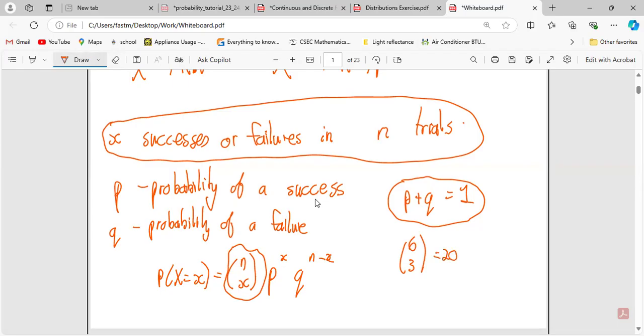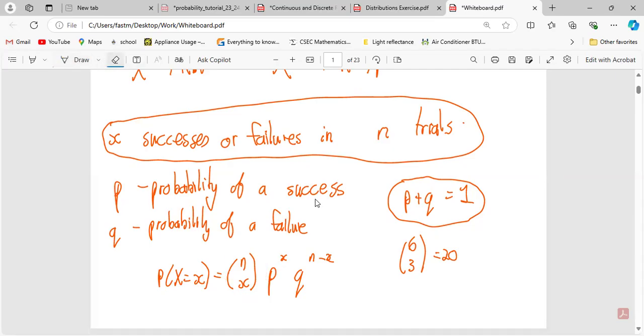So you can actually put this in a calculator to get the answer because you have a combination function in your calculator. P is your probability of success, x is the number of successes you want, q is the failure, and n is your number of trials. That's one equation that just comes together. Once you know what each variable is, just plug and play.